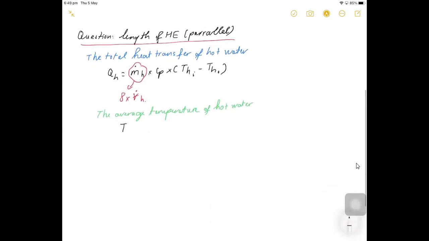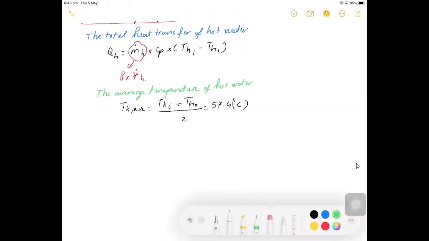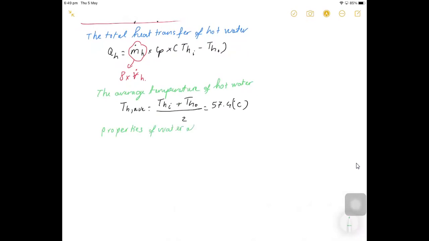With TS average, we will go to hot water in, hot water out divided by 2. And the result we will have is 57.4 Celsius. Okay, so now we have to find the properties of water at 57.4 Celsius. Okay, so we can use the appendix.